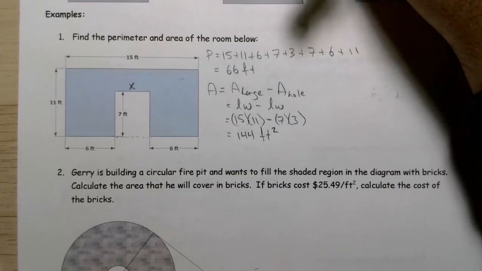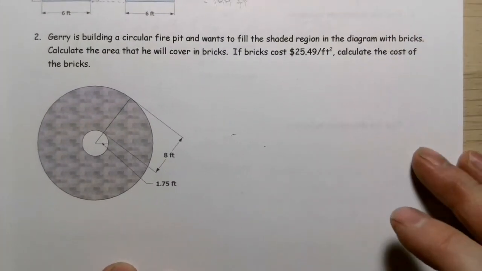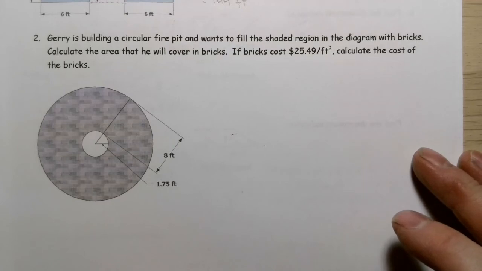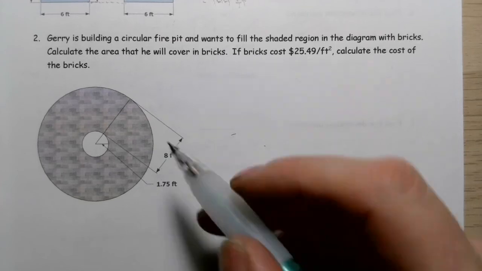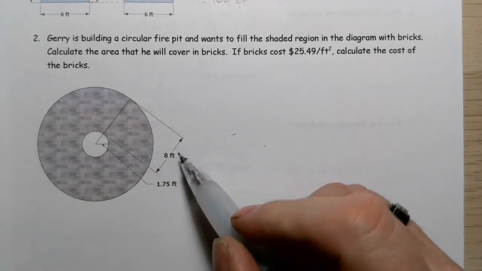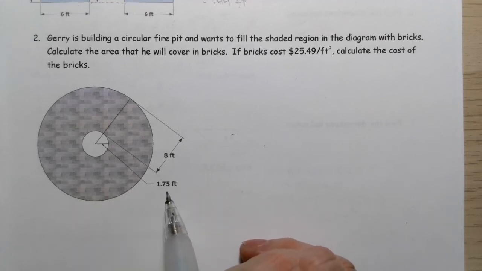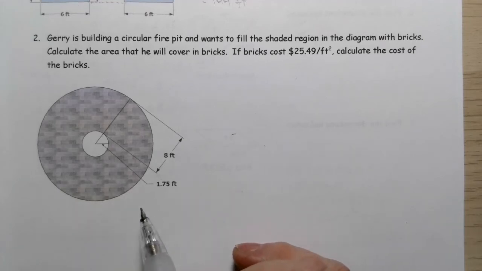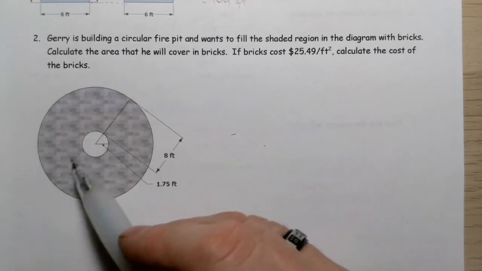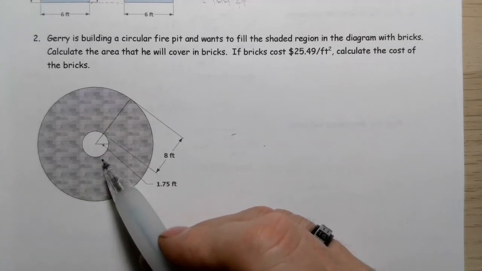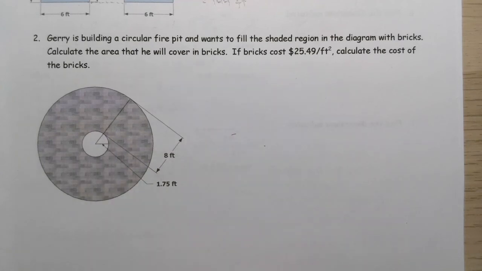Now, let's take a look at this next one. Okay, so Jerry is building a circular fire pit and wants to fill the shaded region in the diagram with bricks. We're going to calculate the area that he will cover in bricks. So we get that this distance right here is 8 feet, and then the radius of this little bit right here is 1.75 feet. Okay, so I think what we need to do here is we're going to figure out what the area of the whole thing is, including this area right here. And then what we'll do here is we'll subtract the area of that little bit.